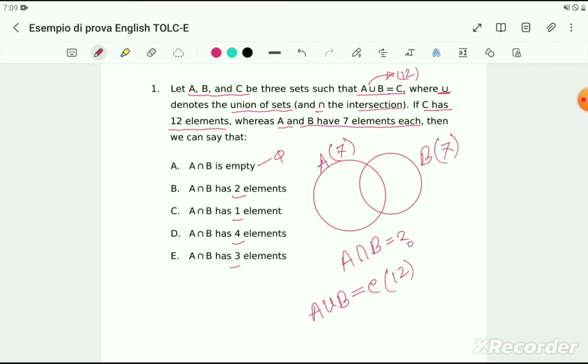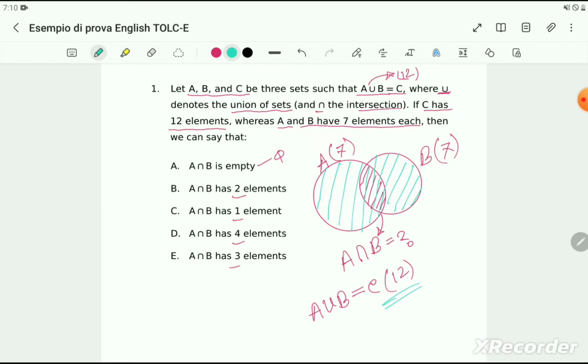That means the common elements of A and B. From the picture, we can say this area is the common one. And what is the union? Let's use another color. This is the union, which also covers the common area, so the whole area belongs to the union. That means the whole region including the common area is 12.